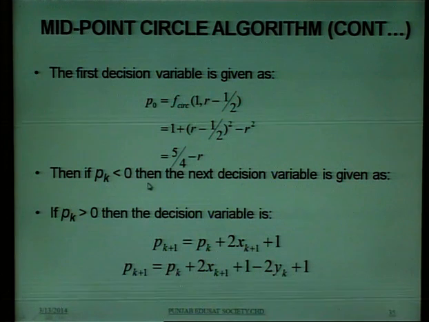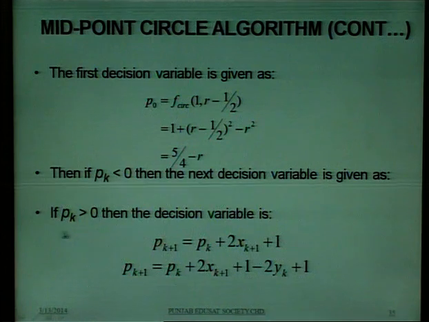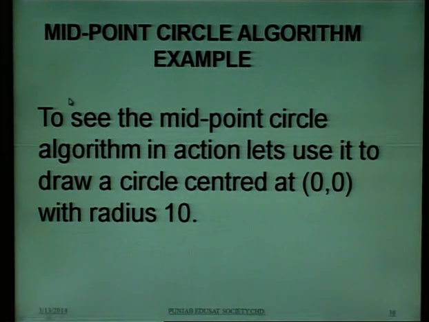So, if p_k is less than 0, then the next decision variable is found as this, and if p_k is greater than 0, then the decision variable will be p_{k+1} equal to p_k plus 2x_{k+1} minus 2y_{k+1} plus 1. This is the equation which is found by putting the values of x and y coordinates in the p_{k+1} decision variable. The example of the midpoint circle algorithm is to see the midpoint circle algorithm in action.